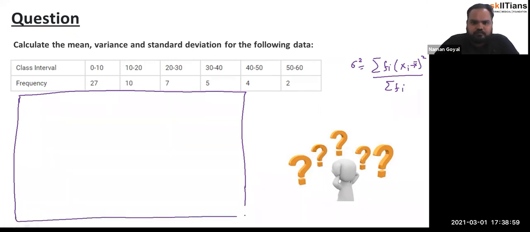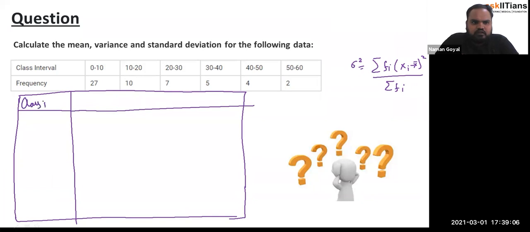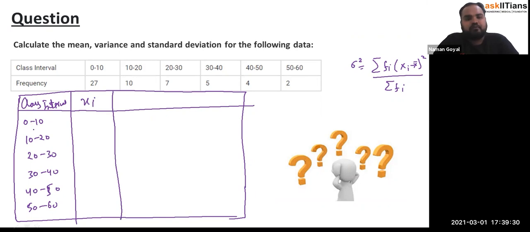Listen carefully, okay? Now first is class interval, which is already given in the question. Class interval: 0 to 10, 10 to 20, 20 to 30, 30 to 40, 40 to 50, and 50 to 60, right? Now what we have to do is write down class marks, which is treated as xi. And what is the class marks? As I told you in previous lectures, the middle point of this data.